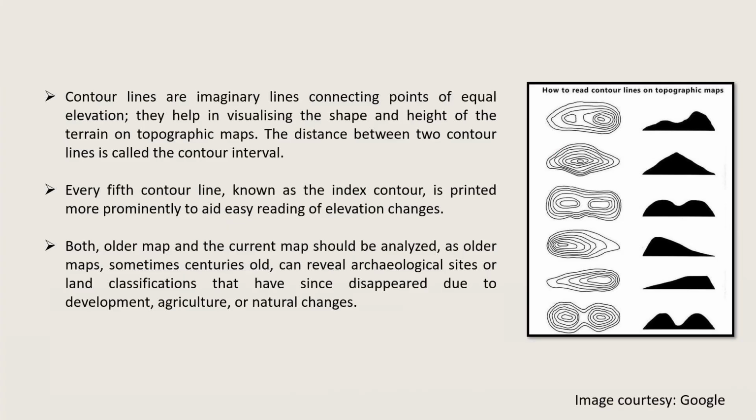Contour lines are imaginary lines connecting points of equal elevation. They help in visualizing the shape and height of the terrain. On a topographic map, the distance between two contour lines is called the contour interval. Every fifth contour line, known as the index contour, is printed more prominently to aid easy reading of elevation changes.